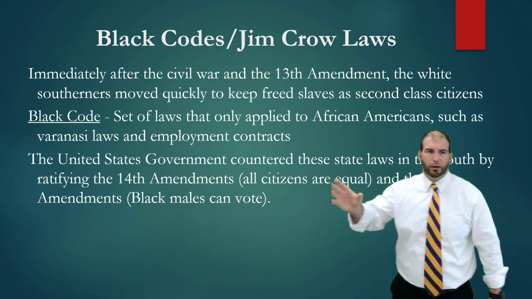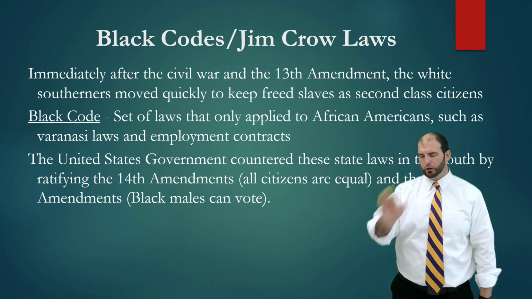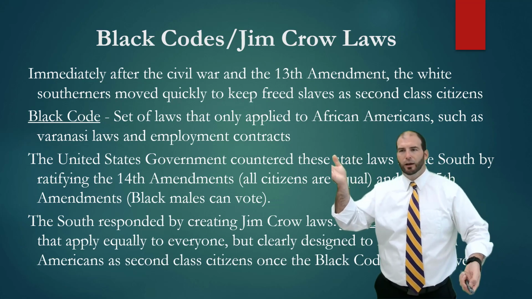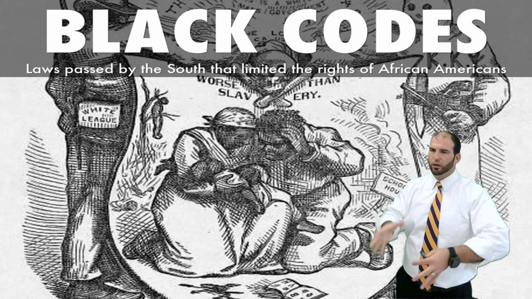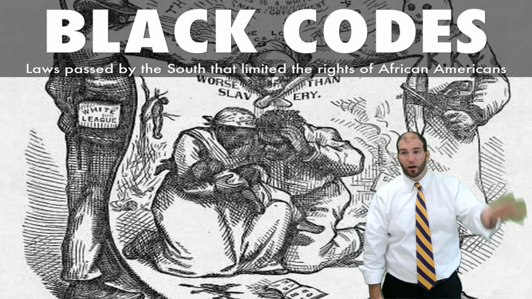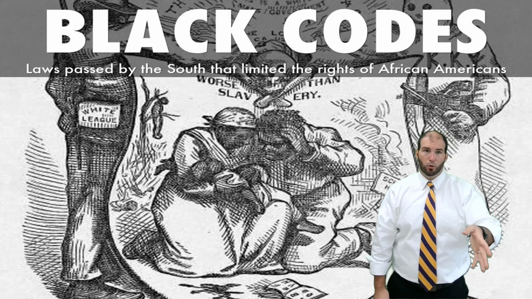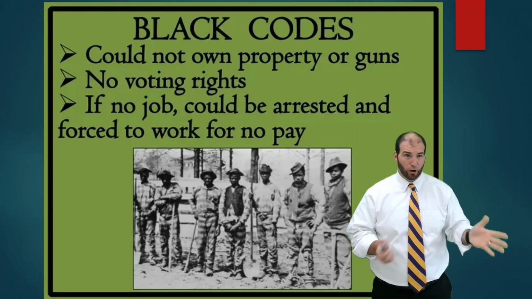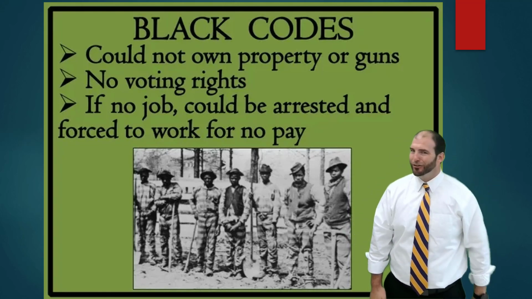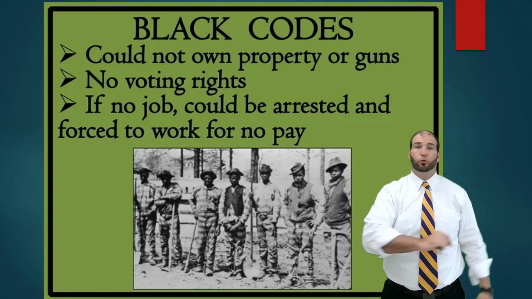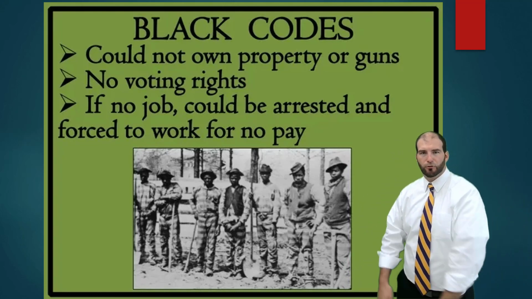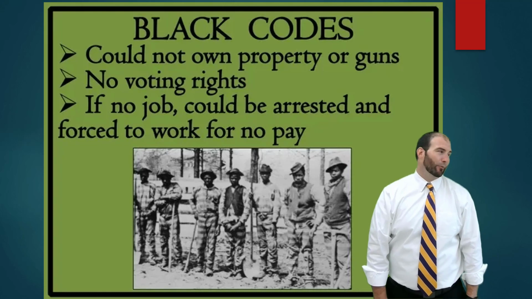So the United States government is completely unhappy, and says it's completely unacceptable that you have a whole set of laws for black people that is different than for the rest of the population. All right. So to combat the black codes, which is stuff like you can't own property, you can't own guns, completely saying you don't have your Second Amendment rights, and you can't vote. That's part of the black code. If you didn't have a job or you're out past curfew, you can be arrested and forced to work for no pay.